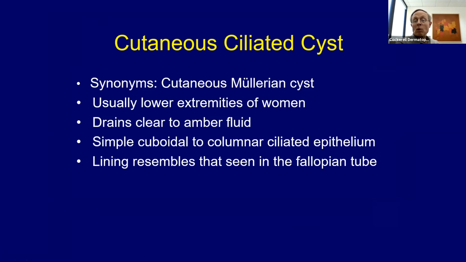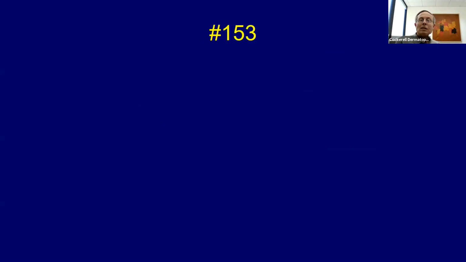These are usually on the lower extremities of women. They have this very simple cuboidal or columnar epithelium. And if you look carefully, you can see that it's got some fine cilia on the surface. And that's thought to be an analogous type of lining to what you see in the fallopian tube. These are seen sometimes in men, but mostly in women. Okay, so the vast majority are seen in women. So make sure you know some of these less common cysts.